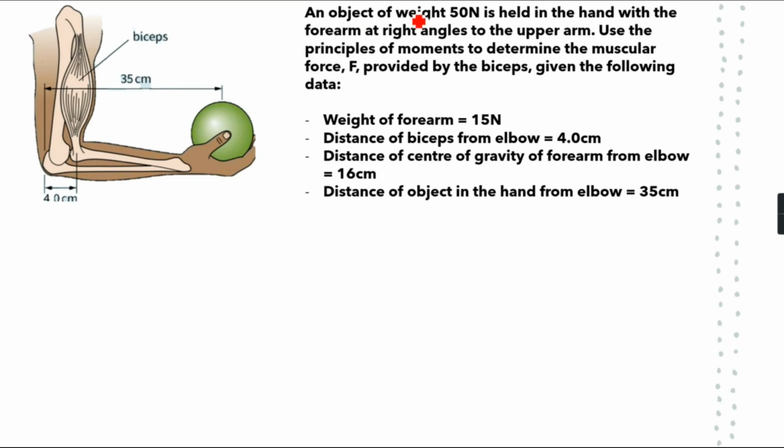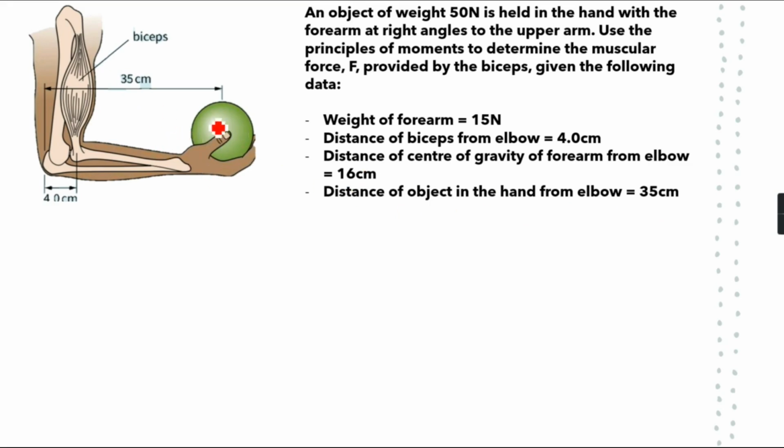In this question, we've got an object weighing 50 newtons. It's held up in the hand with the forearm at right angles to the upper arm. Using the principles of moments to determine the muscular force F provided by the bicep, given the following data, we've got that the weight of the forearm is 15 newtons, the distance of the bicep from the elbow is 4 centimeters, the distance of the center of gravity of the forearm from the elbow is 16 centimeters, and the distance of the object in the hand from the elbow is 35 centimeters. So we need to just work out the force provided by the bicep.